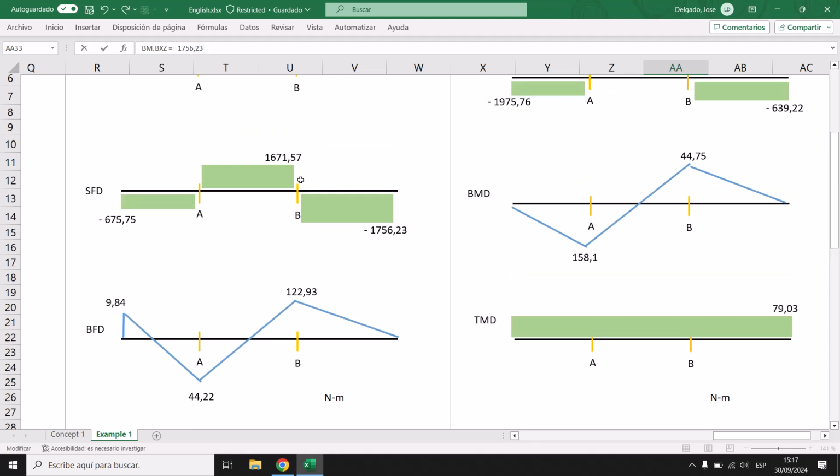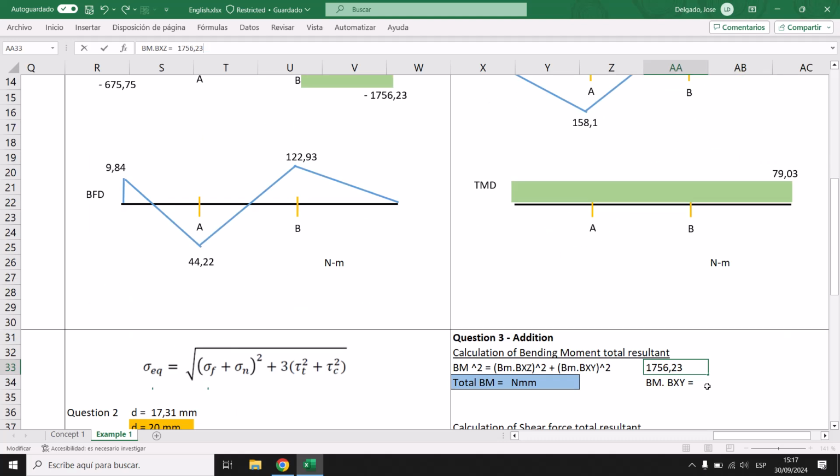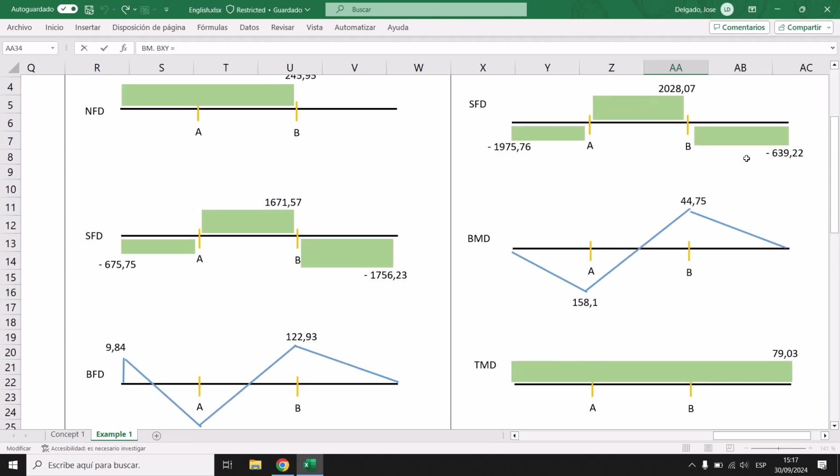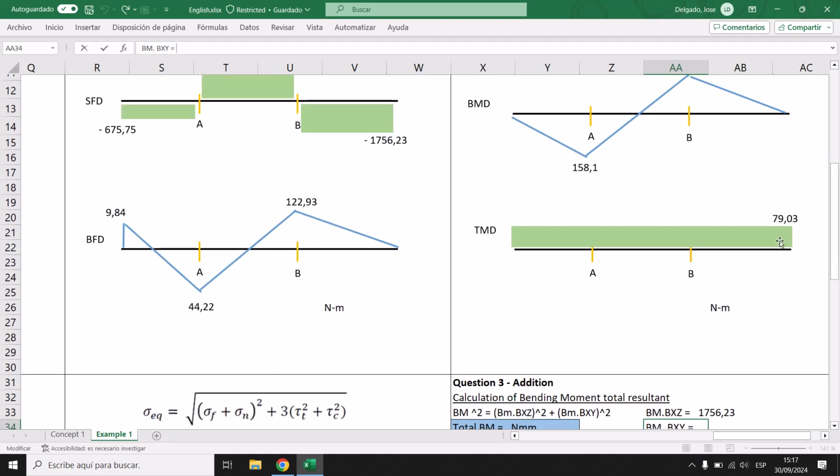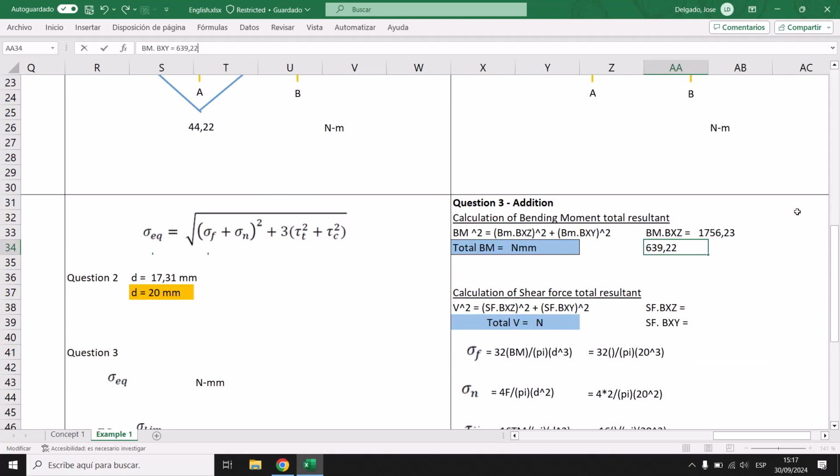So for us now, this force, if you look at B, it's going to be 0.23, because we are looking at B. I don't put the sign because we are going to square this. In the case of the x and y axle, it's going to be 639.22.